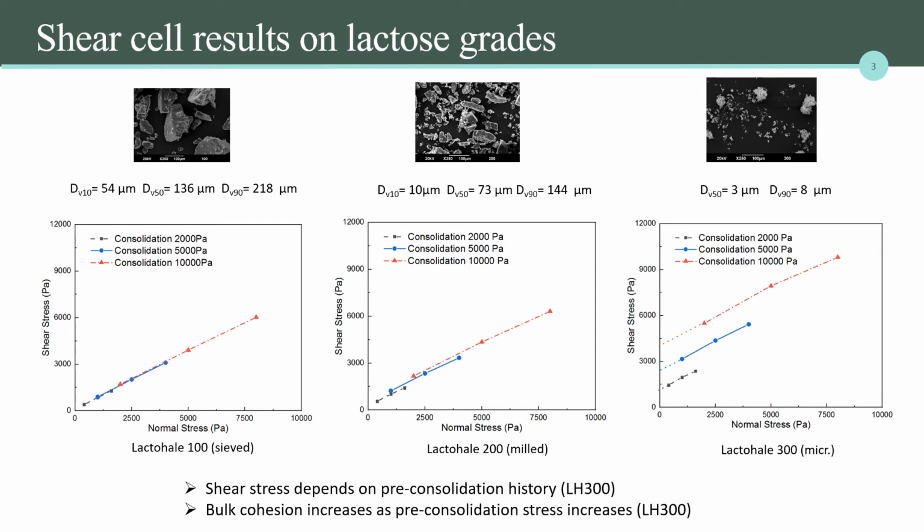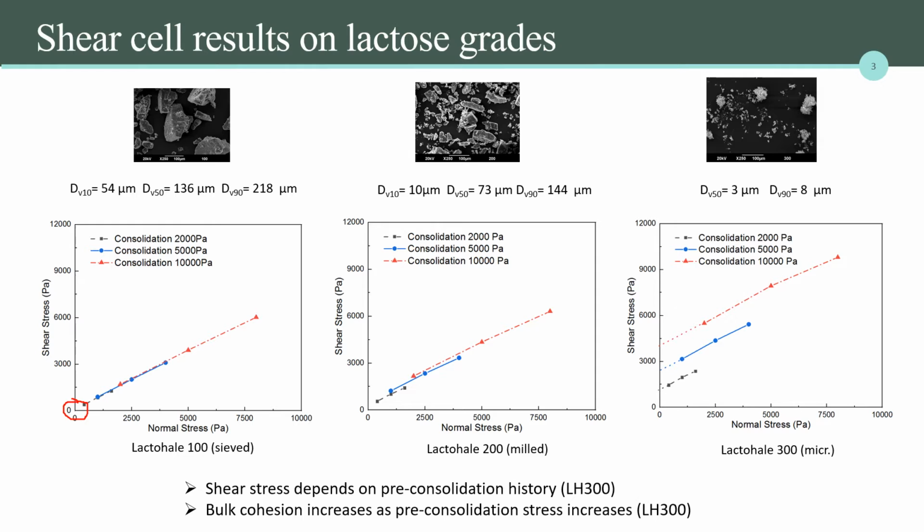So these are the shear cell results for different lactose grades. On the left is the lactose Hair 100, which has the largest particle size. So we can see that under 3 consolidation stresses, the 3 lines collapse into one curve, and the bulk cohesion of these powders is nearly 0, which means that these are non-cohesive powders.